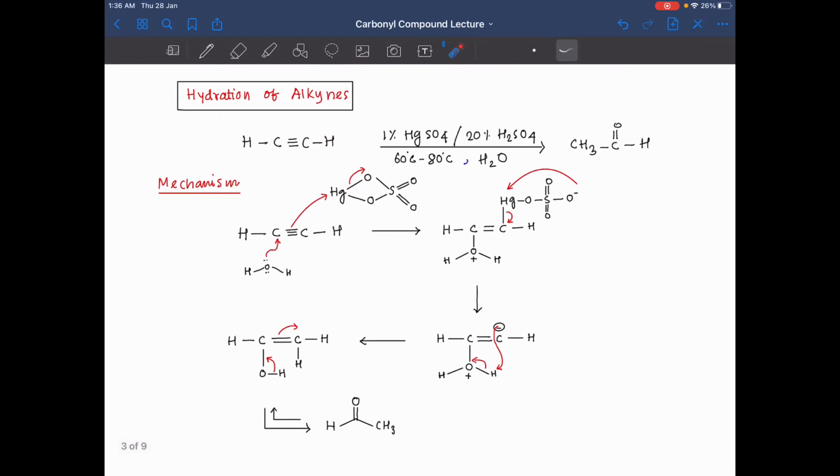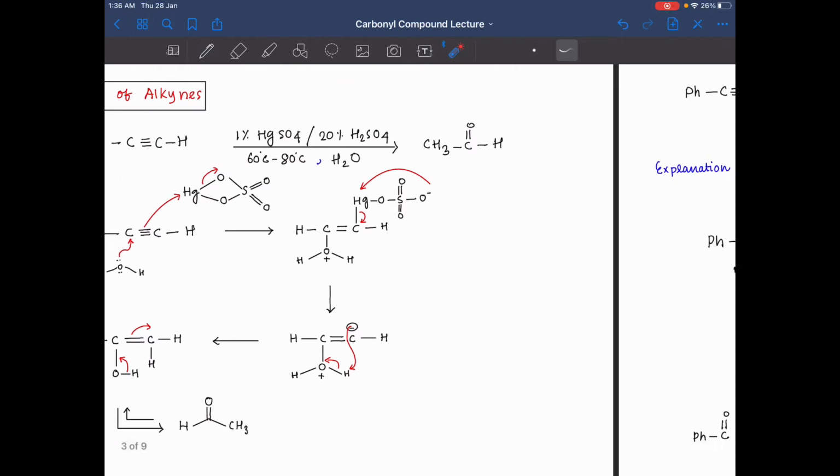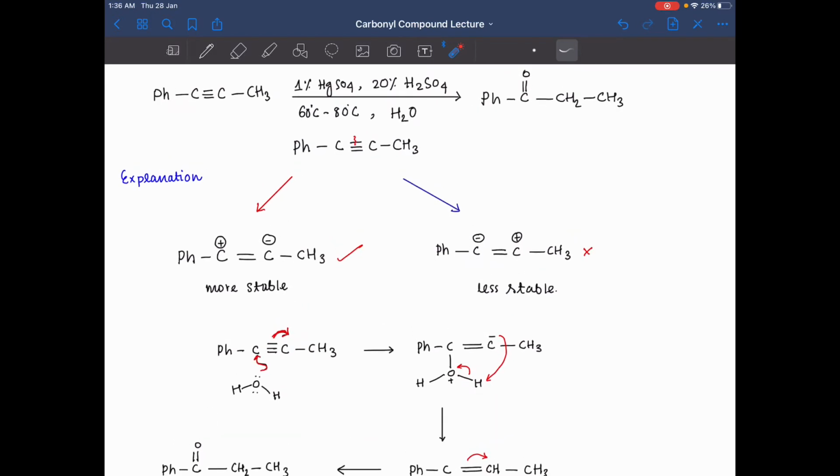So this is the mechanism of the hydration of alkyne reaction. Now what will be the product if we use this reactant, PhC≡C-CH3? In this case, if we do the hydration reaction, we'll get this product, PhCO-CH2-CH3.